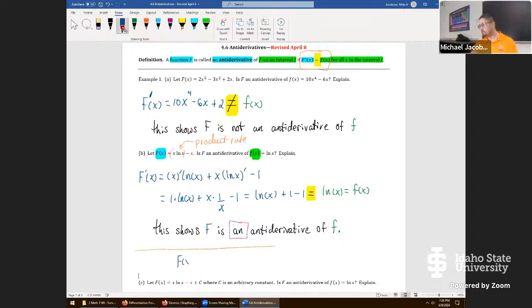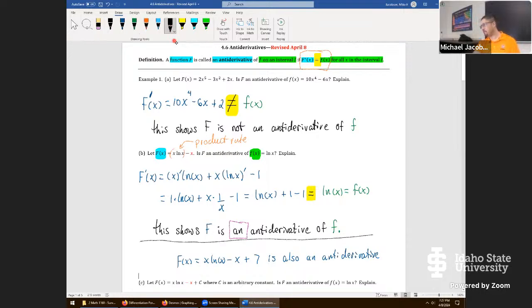F of x equals x natural log x, minus x, plus 7. That's also an antiderivative. So this is also an antiderivative. I want to put a more obvious border here. Let's go maybe this way. There we go. So that's just a related comment.